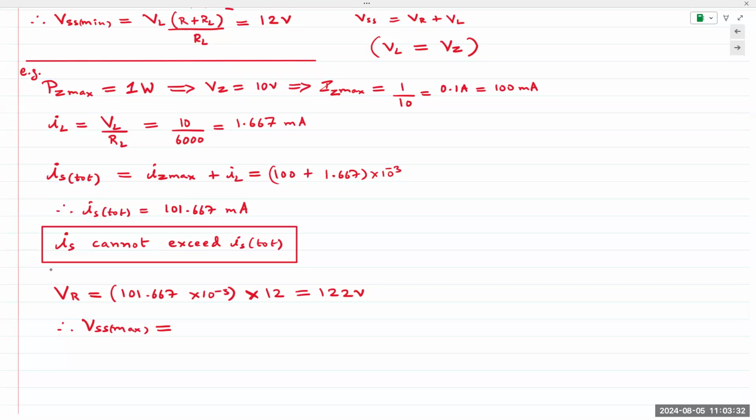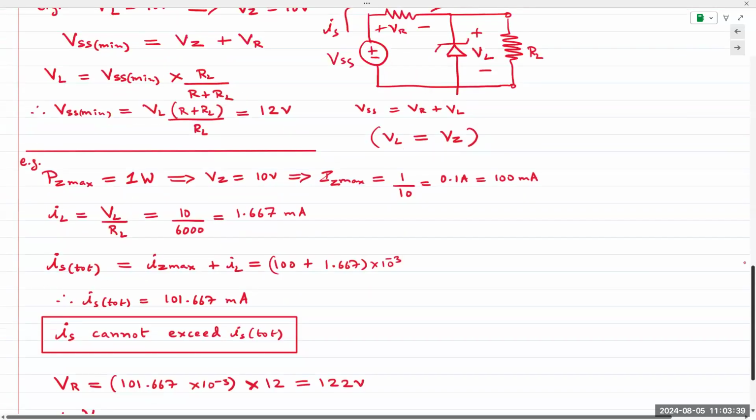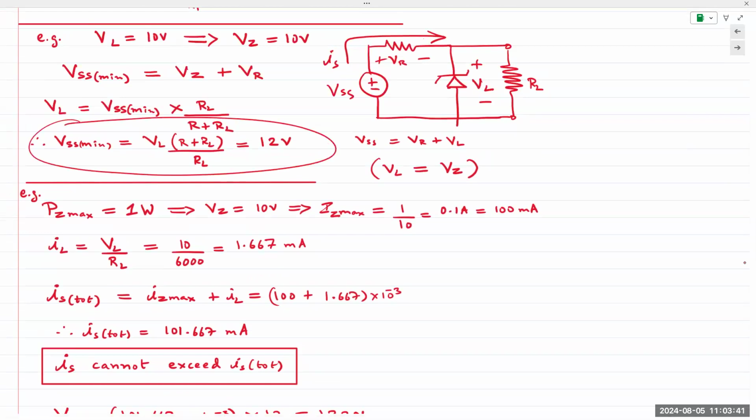Yes. The 12 is from here. The minimum voltage that is required to turn on the Zener diode. So this would be kind of like the worst case scenario. You have the minimum voltage, but the maximum current. This is the minimum voltage required to turn on the Zener diode. Without that, the Zener diode is not going to turn on.